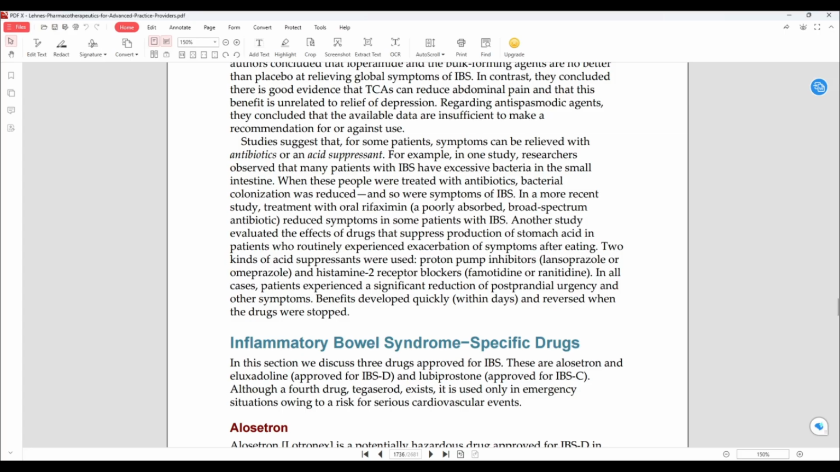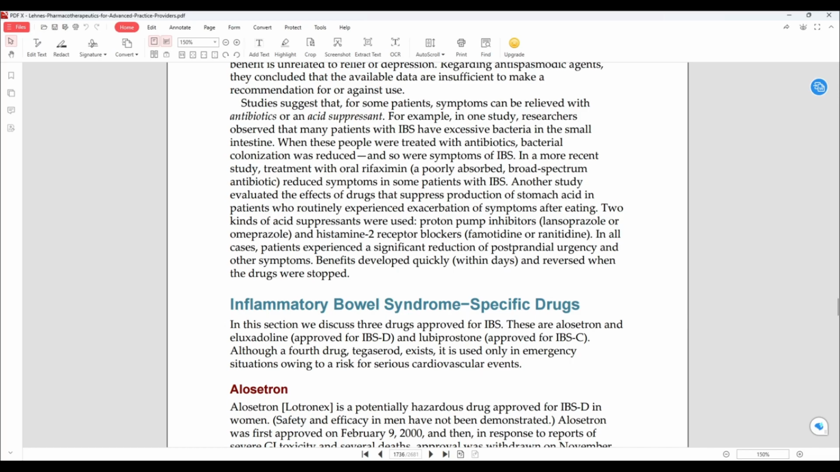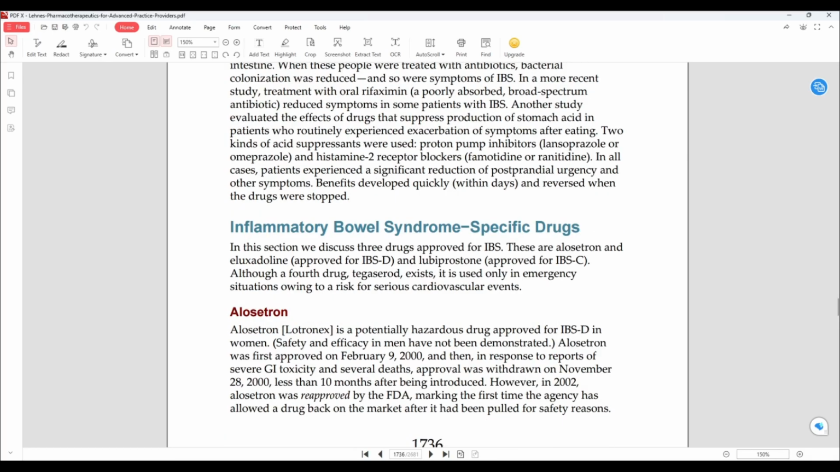Another study evaluated the effects of drugs that suppress production of stomach acid in patients who routinely experienced exacerbations of symptoms after eating. Two kinds of acid suppressants were used, a proton pump inhibitor and a histamine 2 receptor blocker. In all cases, patients experienced a significant reduction of postprandial urgency and other symptoms. Benefits developed quickly and reversed when the drugs were stopped.